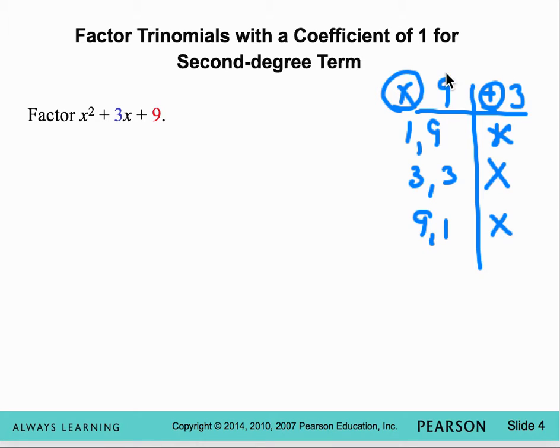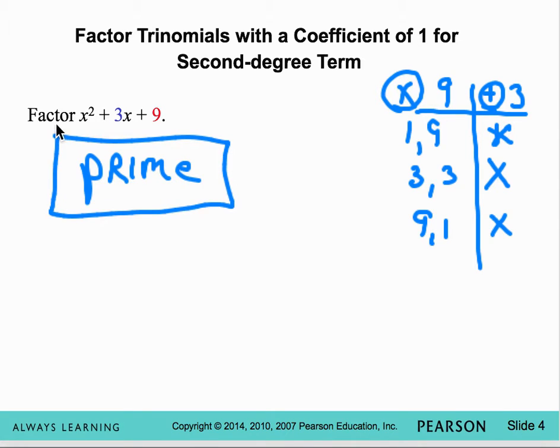Remember, if you cannot find these special numbers that fit both circumstances, then that polynomial's prime. It will not factor, just like the numbers 7 or 13. There are no factors other than just itself and 1, so it will not factor.